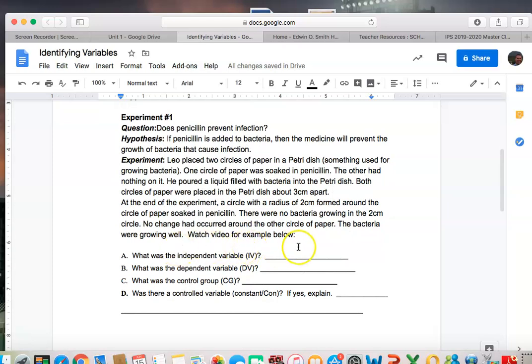So what was the independent variable? Well, the penicillin. So I'm going to go ahead and plug that. I want to see if that is going to prevent infection. What's the dependent variable? Bacteria growth. What's a control group? So you had 2 different circles. One circle had the penicillin, one circle did not. So the business as usual, status quo, that circle with no penicillin, not exposed to the independent variable.